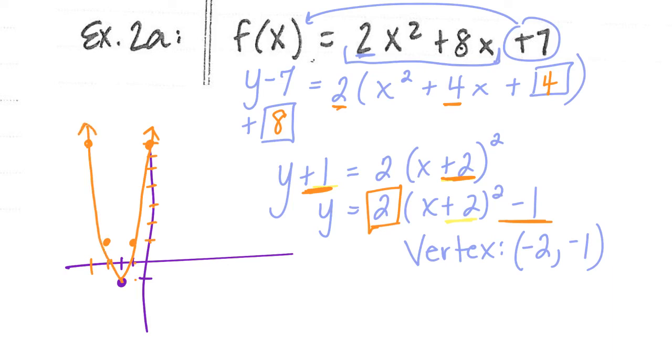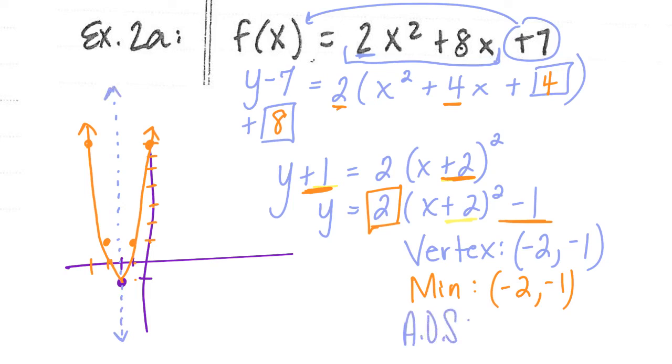And it might ask you the maximum or minimum. In this case, it is a minimum, and it is that same negative 2, negative 1. And the last thing we're going to talk about is that axis of symmetry. It's a symmetrical line that is an x equals line. And in this case, the axis of symmetry is x equals negative 2.